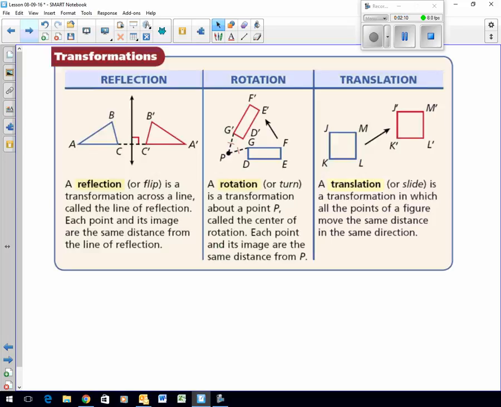Here are the big three. Okay, we're going to see these for a few days. They're going to be heavy on your quiz as well. Reflections, rotations, translation.